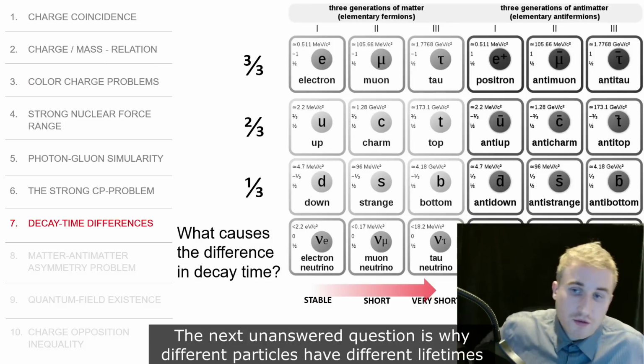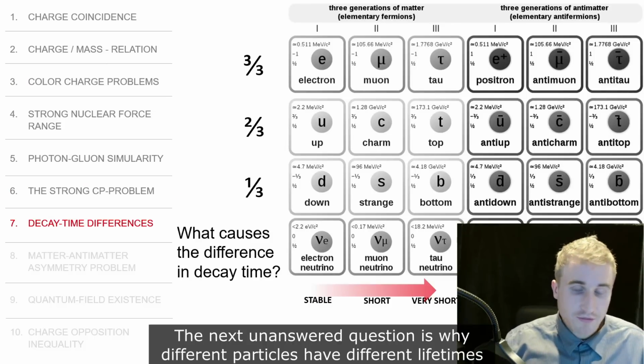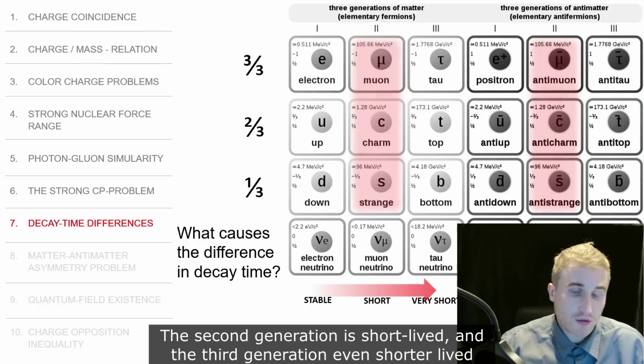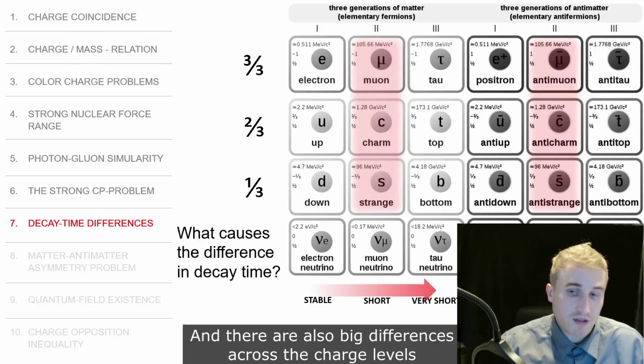The next unanswered question is why different particles have different lifetimes, also known as the decay time. The second generation is short-lived and the third generation even shorter-lived. And there are also big differences across the charge levels.